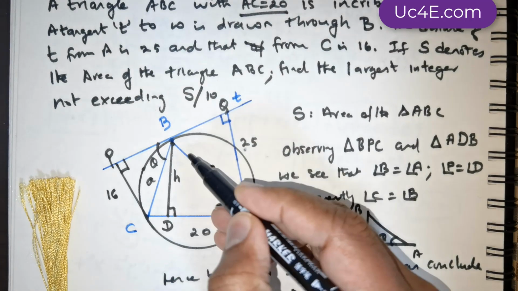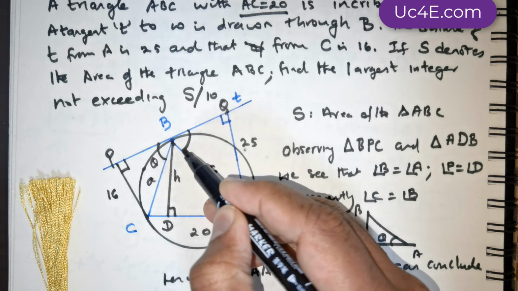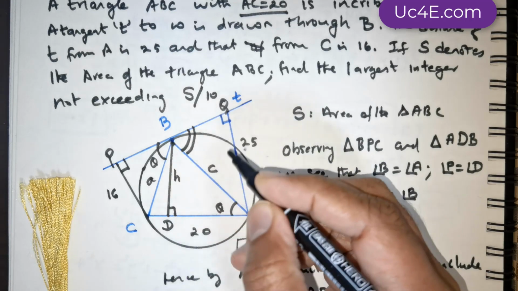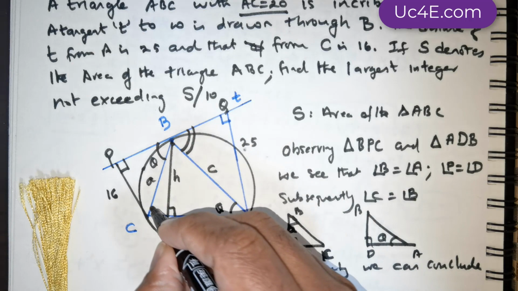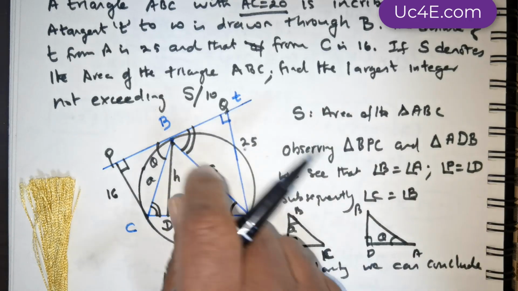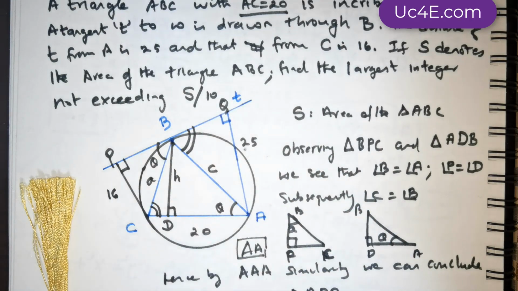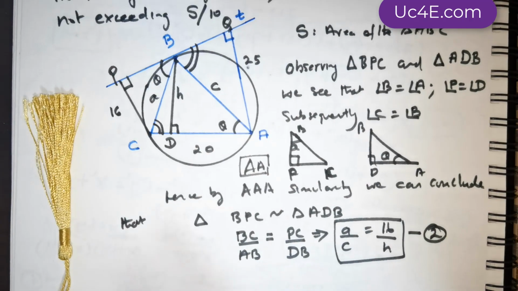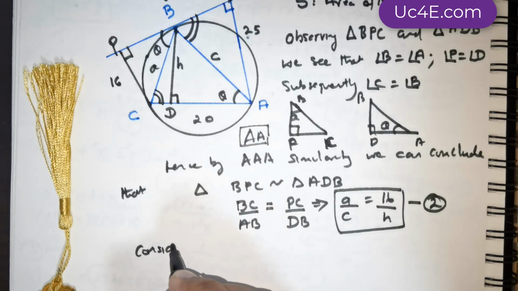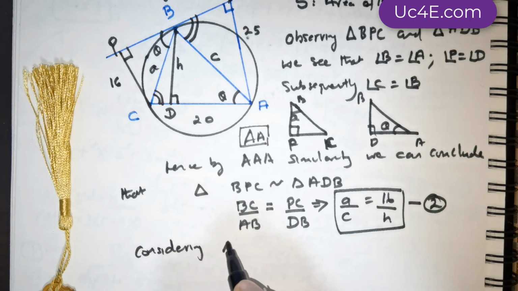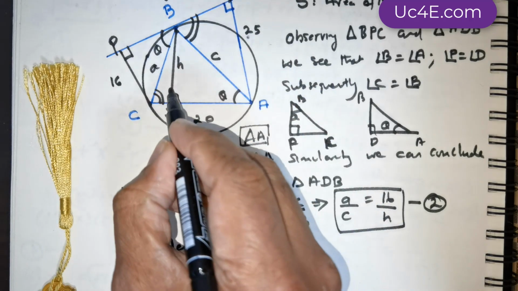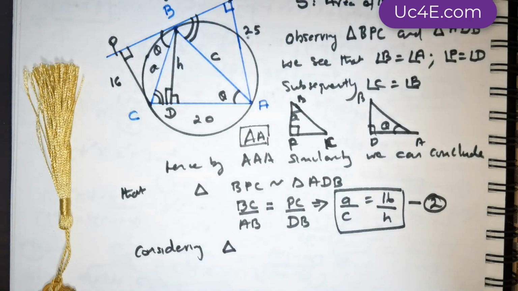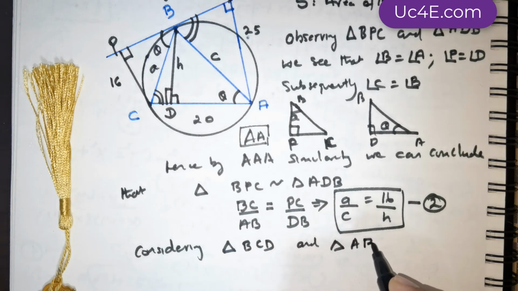Now let me go back to the figure. There is a chord, a tangent, and an angle being made here. By the same property we applied here, this angle will be the same as this angle. So if I consider this triangle and this triangle, they would be similar. Let me write that down. Considering triangle CBD, because this is going to be 90 degrees for the fact that we have constructed a perpendicular to AC, so this is BCD, and triangle ABQ.